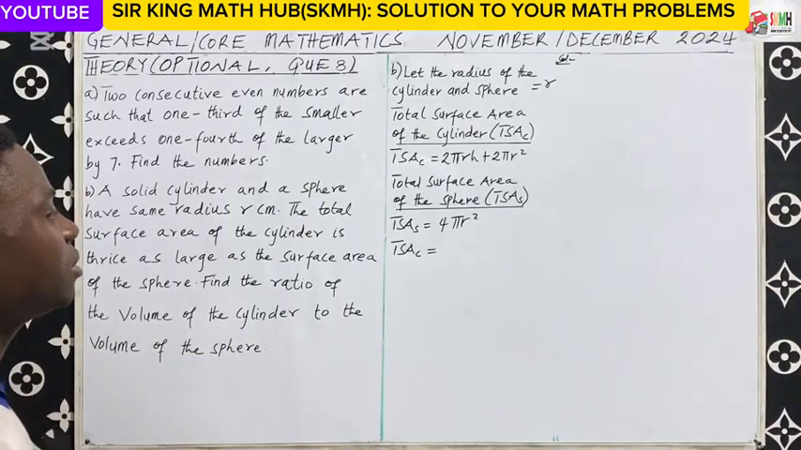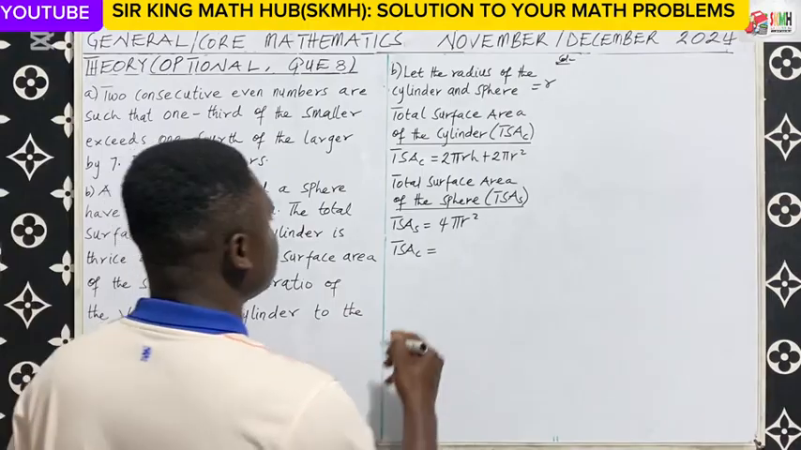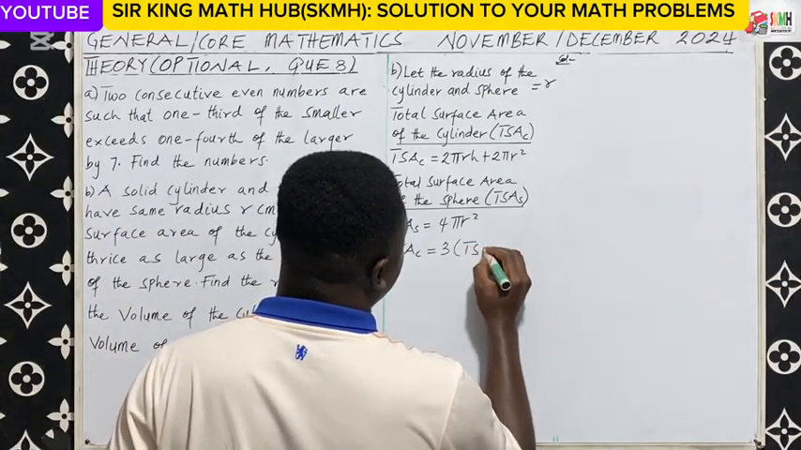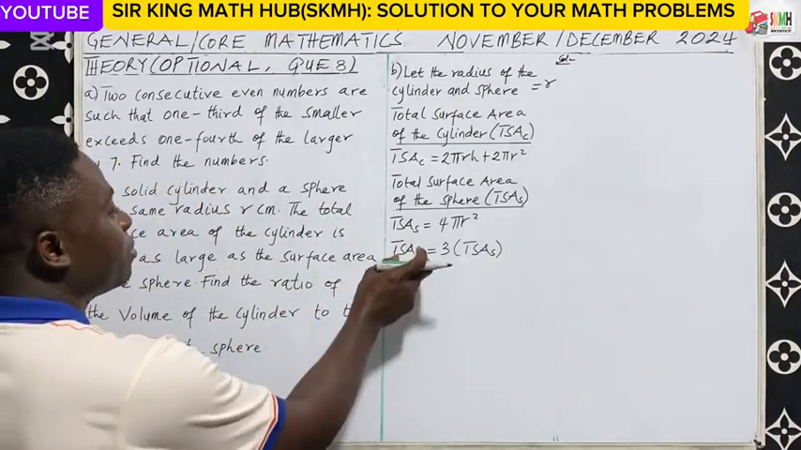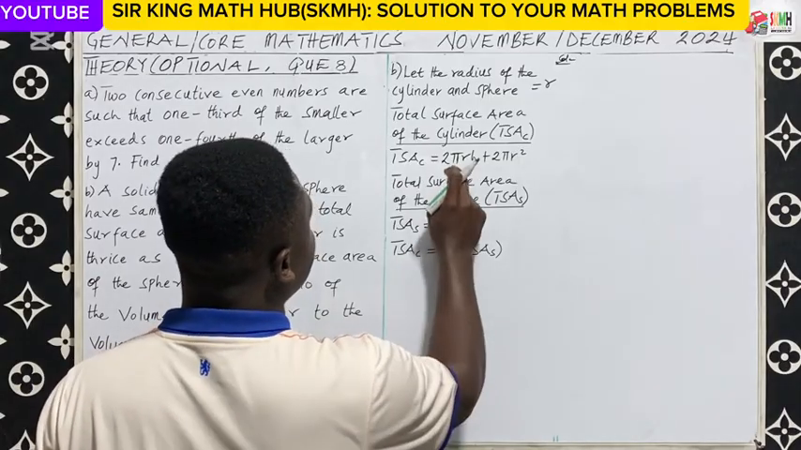In algebra, the word thrice here means 3 times. So it is 3 times as large as the total surface area of the sphere. So what was the expression for the total surface area of the cylinder?